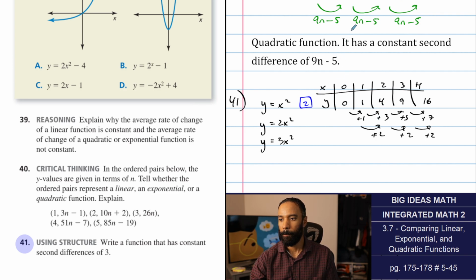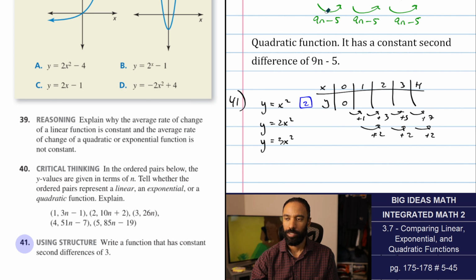So this has a constant increase of 2. Hopefully you know what that number means. The second difference. Let's change it to 2x squared. Y equals 2x squared, where it's now doubling those. 2, 8, 18, and 32. And so now these double.